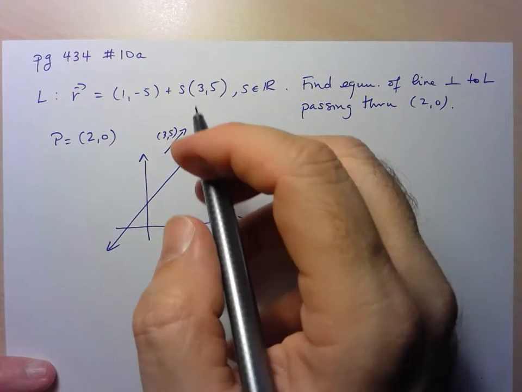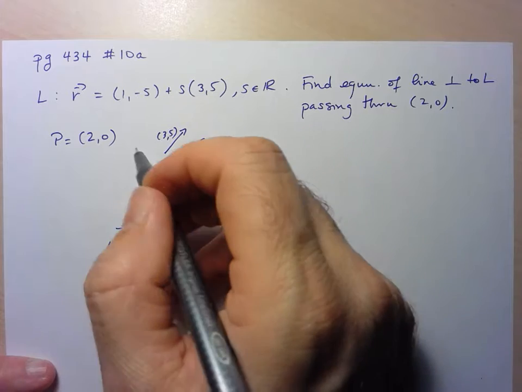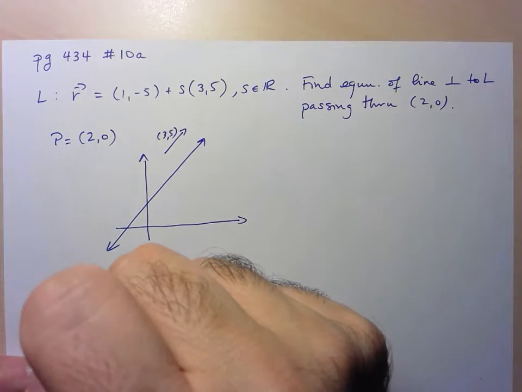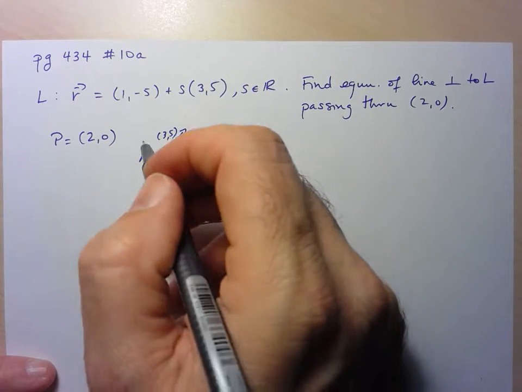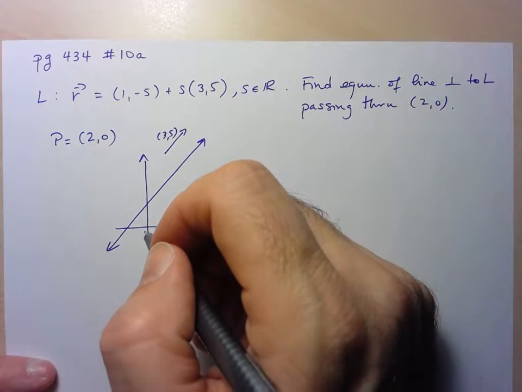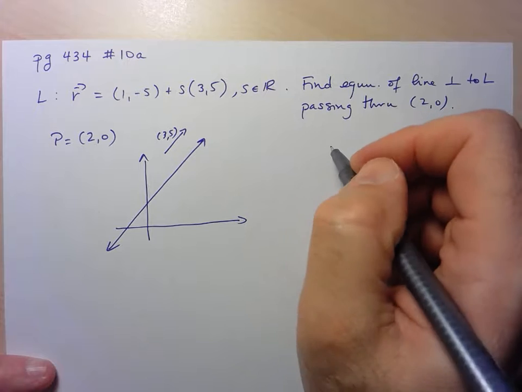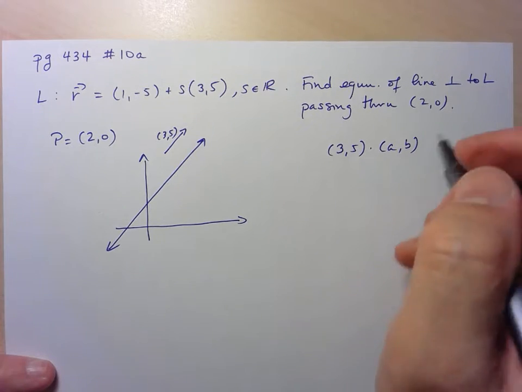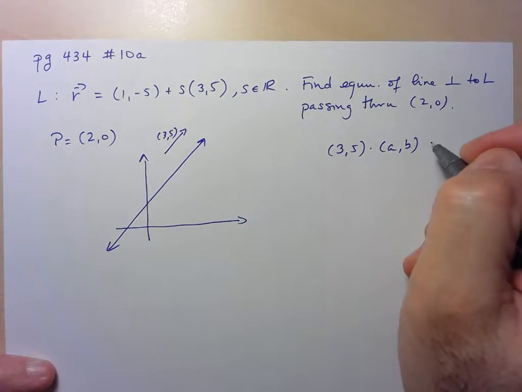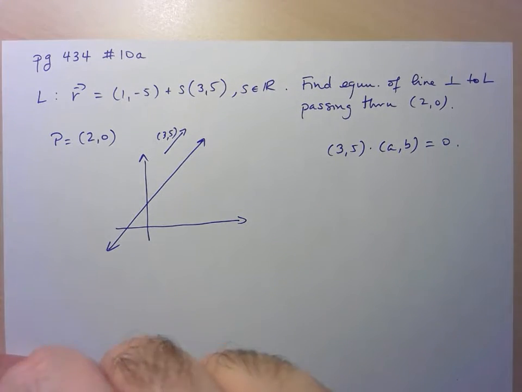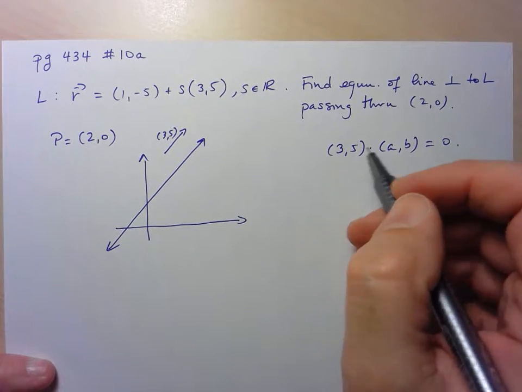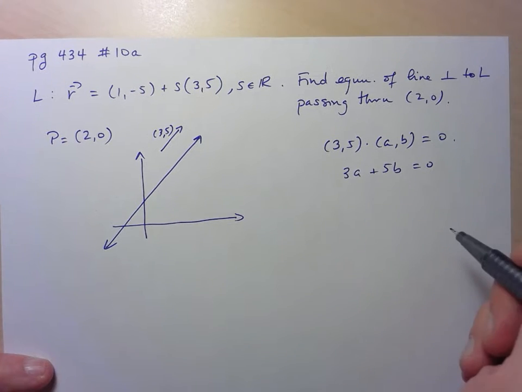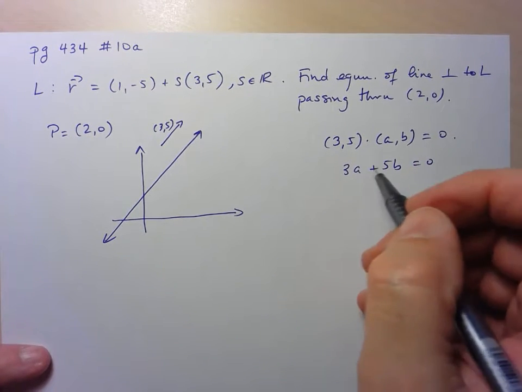One thing I realize is that any line that's perpendicular to the given line is also going to be perpendicular to the vector (3, 5). To find a direction vector for this perpendicular line, I could use the property that the dot product of two perpendicular vectors is 0. So I take (3, 5) dotted with the direction vector (a, b) of the line I'm looking for, and that has to equal 0. Distributing this out, I'd have 3a plus 5b equals 0.